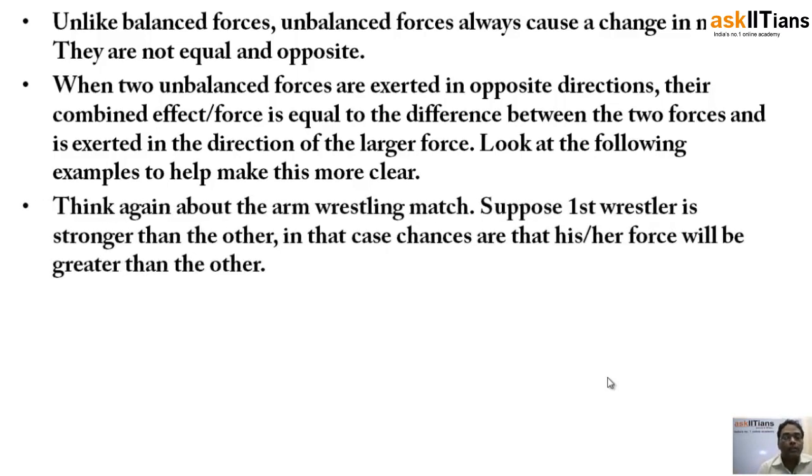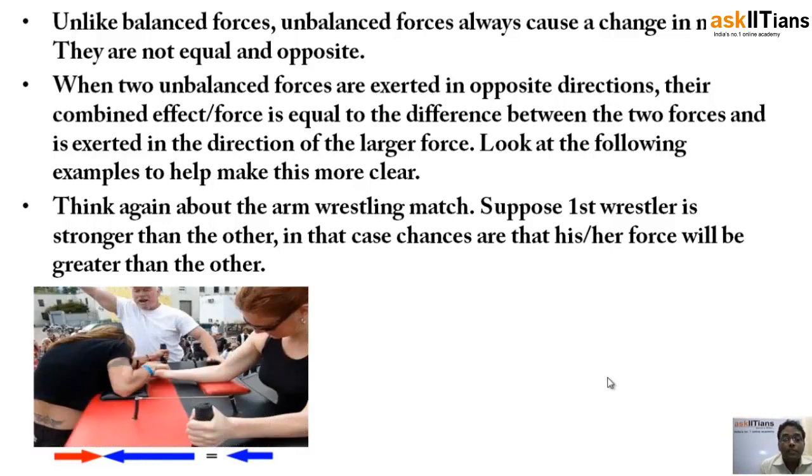So if you take the case of a wrestling match, where one wrestler is stronger than the other, the force is going to be bigger than the other force. So there is going to be a net value of resultant force. For instance, this wrestler is not strong enough to compete against her opponent. Therefore, the other wrestler wins. So this is a case of unbalanced forces.